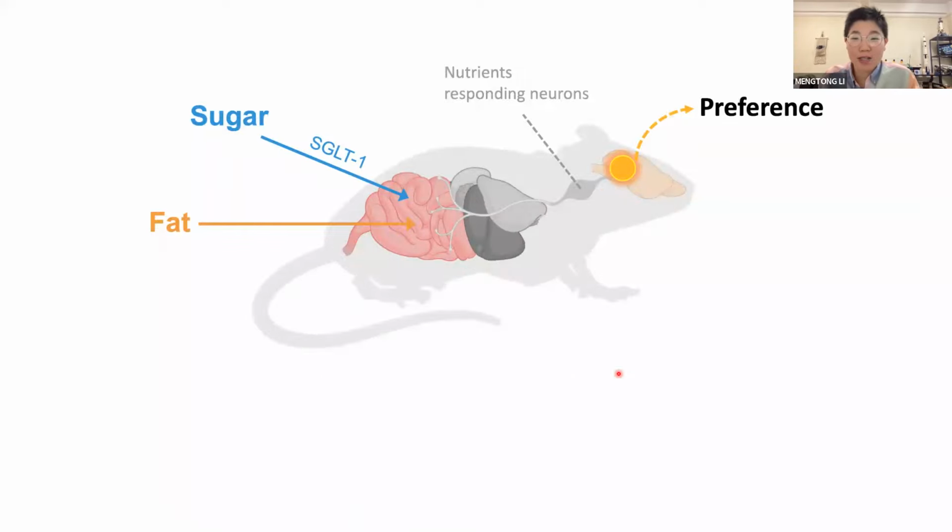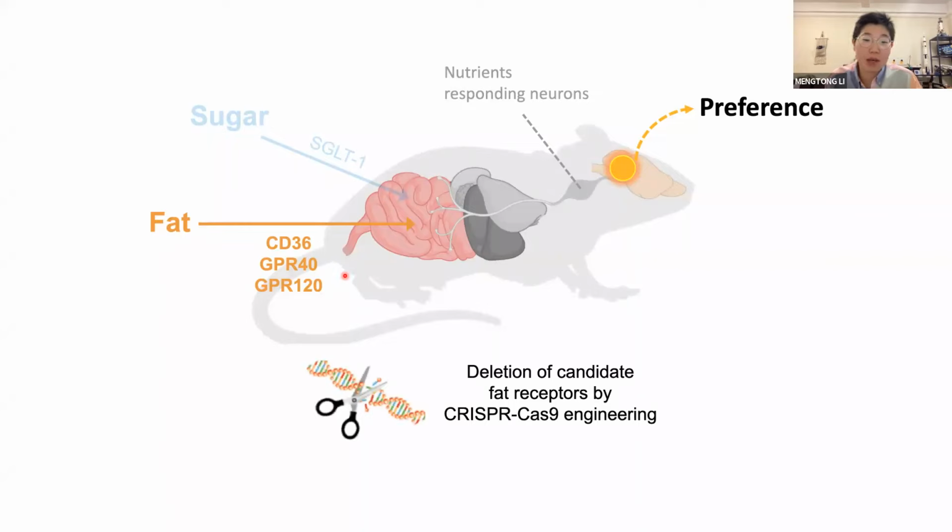So what about the fat detection in the gut? Dietary fat, once ingested and digested, is thought to be sensed by a number of putative gut receptors, including the fatty acid translocase CD36, and G protein coupled receptors GPR40 and GPR120. We anticipate that one or more of these receptors would be used to transmit the fat preference via the gut-brain axis. Therefore, we used CRISPR-Cas9 to generate mice deficient in all combinations of CD36, GPR40, and GPR120, including all the single, double, and triple mutants.